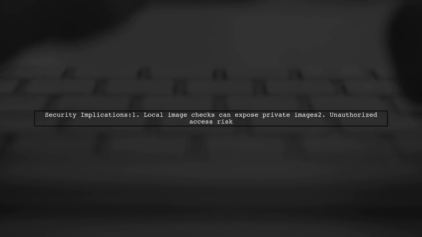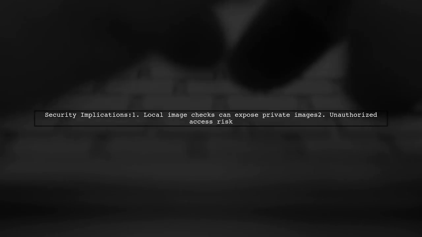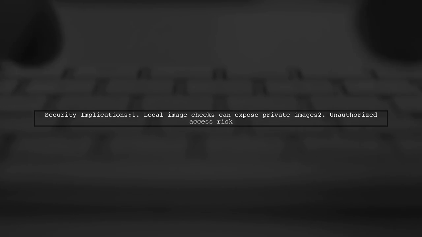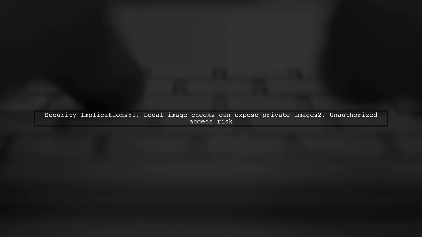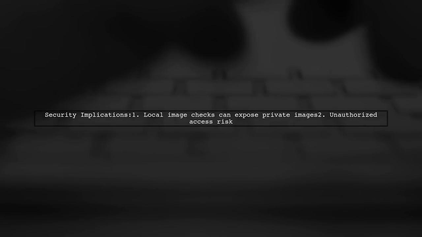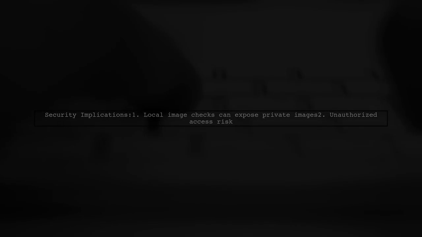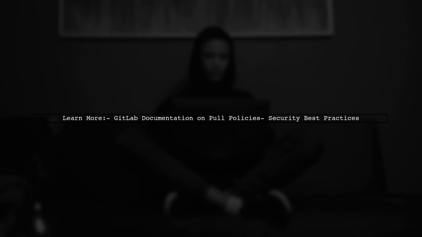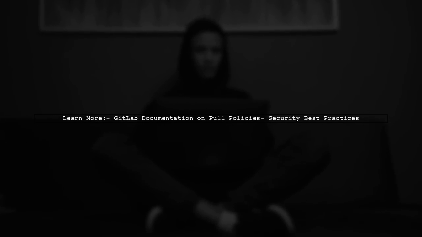This policy is set for security reasons. If a runner checks local images first, unauthorized users could access private images by guessing their names. For more details, you can refer to the GitLab documentation on pull policies.